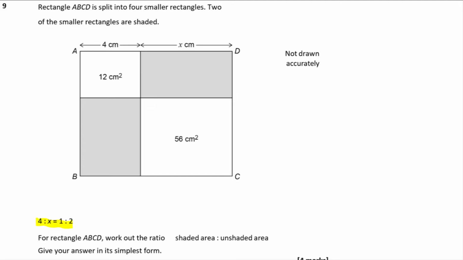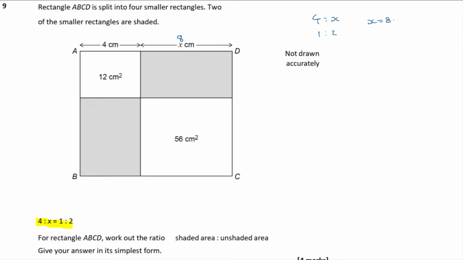Okay, let's start with this bit down here. If the ratio of 4 to x is the same thing as 1 to 2, then that means x needs to be twice as big as 4. So that means x is equal to 8 then, doesn't it? So x is equal to 8. Okay, so that's going to be 8 centimeters.